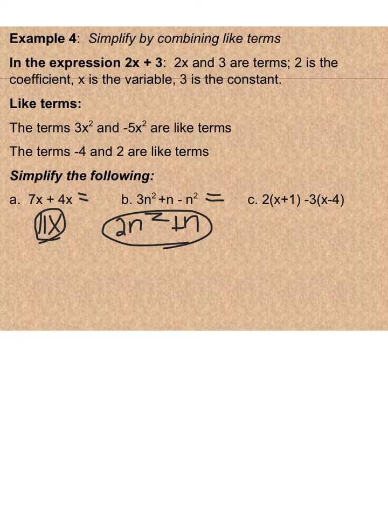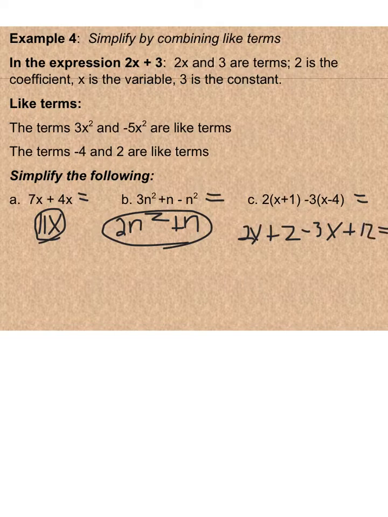And lastly, we have 2 times the quantity x plus 1, minus 3 times the quantity x minus 4. So we want to make sure we're using the distributive property. We're going to distribute 2, and we'll have 2x, and then 2 times 1, that'll give us plus 2. We'll distribute negative 3, that will give us negative 3x, and then negative 3 times negative 4, that will give us positive 12. Then we'll look to combine like terms.